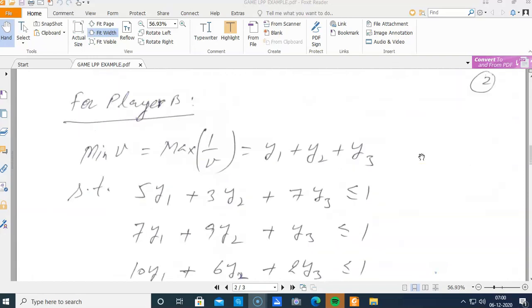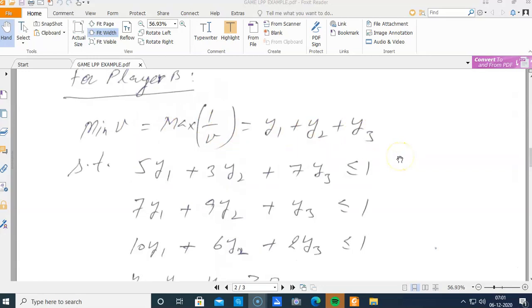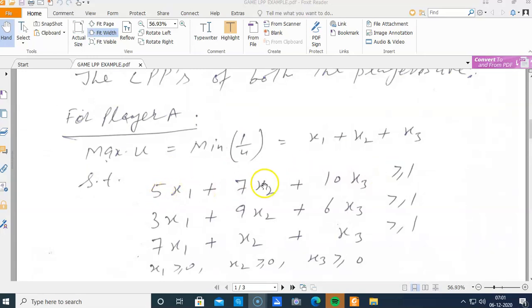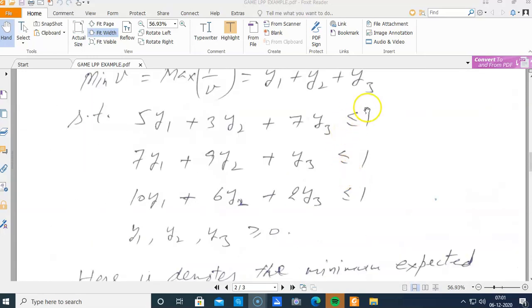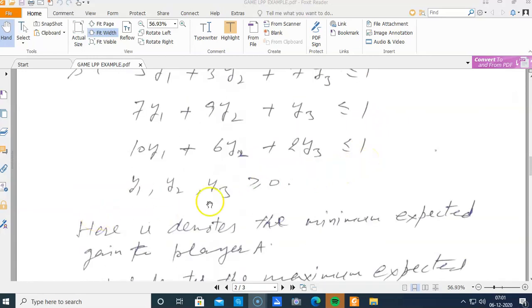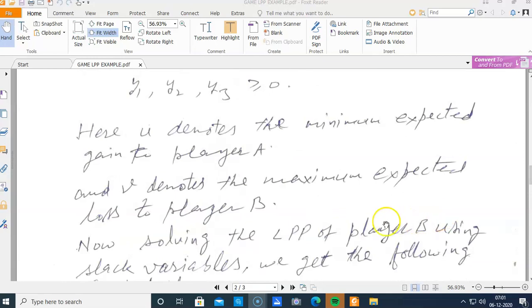Now for player B, he wishes to minimize his maximum expected loss. So minimize V is the same as maximize 1 upon V, which is equal to y1 plus y2 plus y3, subject to the constraints 5y1, 3y2 plus 7y3 less than or equal to 1. You can see from here 5y1, 7y2, 10y3 less than or equal to 1. Here all the constraints are of less than or equal to type. So these are the two LPPs. Here U denotes the minimum expected gain to player A, and V denotes the maximum expected loss to player B.